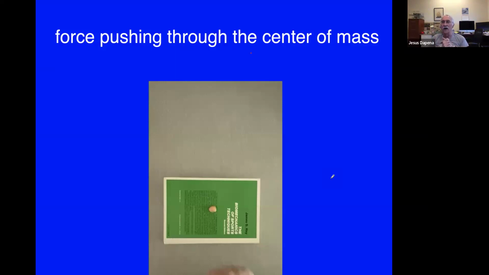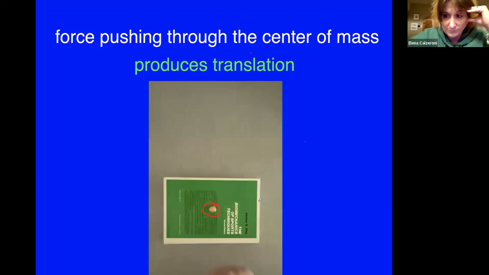And the first one, I'm going to be pushing this book through the middle of the book. I'm going to be making a force through the middle of the book. And this force, this point here, is roughly the position of the center of mass of the book. All right, so let's see that. That will produce a translation. A force through the center of mass produces a simple translation. Okay?